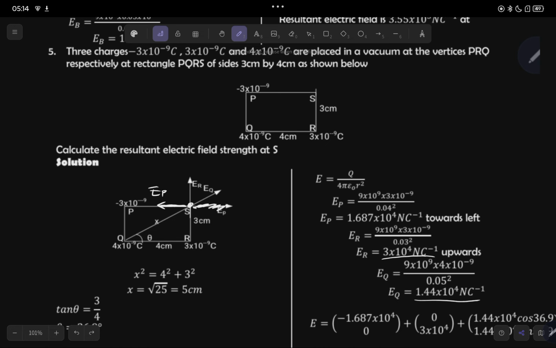Then we also have the charge at Q. Now this one we have to first establish the distance between Q and S by seeing that it is the longest side of the triangle QSR. So using Pythagoras theorem, it is discovered to be 5 centimeters.